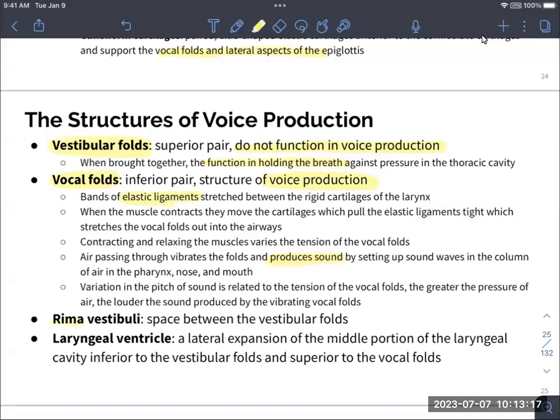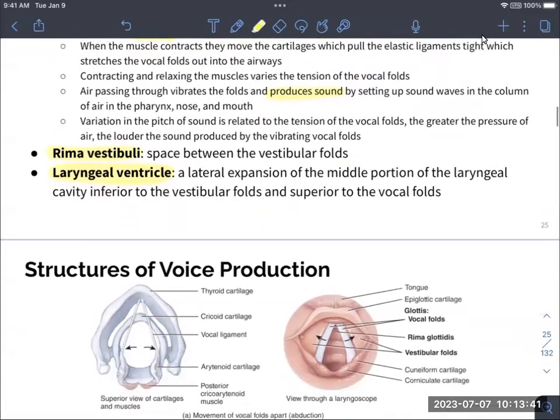We have the rima vestibuli, which is just the space between the vestibular folds. And then we have the laryngeal ventricle, an expansion in the middle. It's right below the vestibular folds and right above the vocal folds.